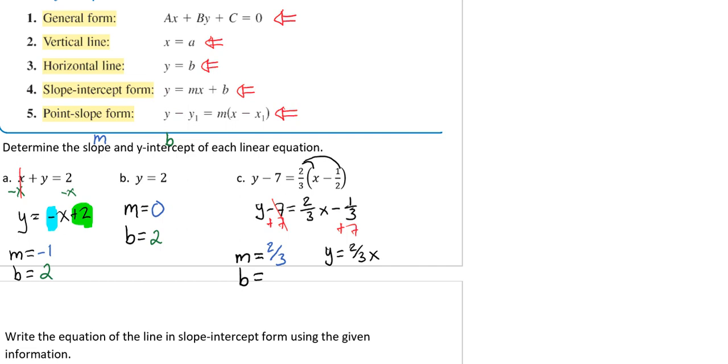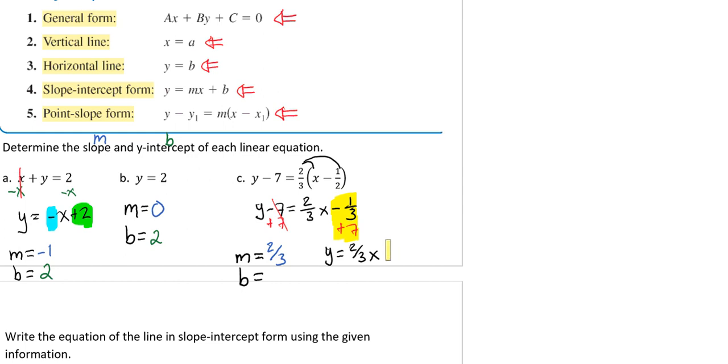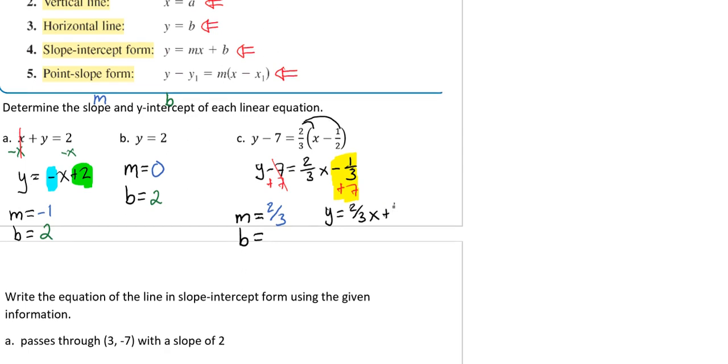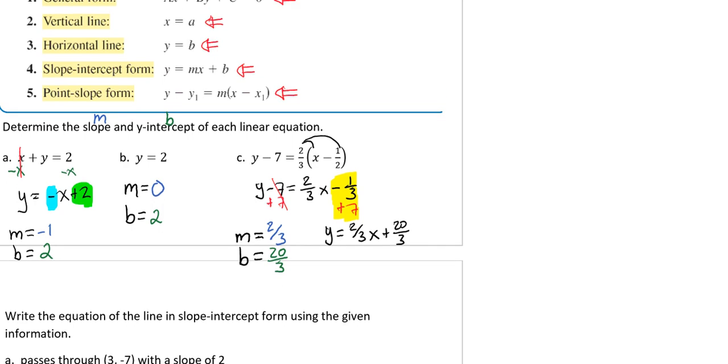And this is where you might want to get your calculator out and plug in -1/3 plus 7 to see what you get. So if we take our -1/3 and we add 7 to that, it says that we're going to have a value of 20/3. So we'll be able to write plus 20/3. And that is going to be our b value, 20/3.